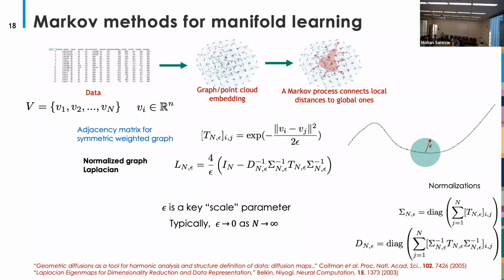And one thing to just keep in mind is that typically epsilon decays to 0 as n, the number of data points, goes to infinity. So as you get more and more data, you're densely covering this manifold, epsilon goes to 0. You can really sense it.